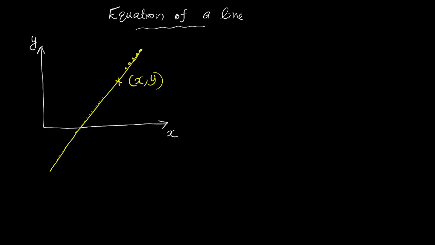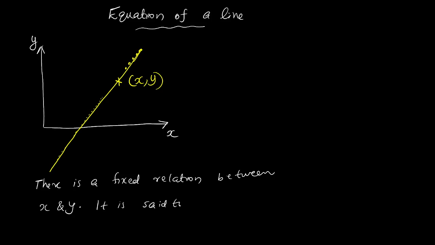That fixed relation may be, for example, y equal to 2x or x plus y equal to 6, like that. There will be some fixed relation between x and y. That relation between x and y is said to be the equation of a line. So, understood. The definition is not required. You may draw a line like this and write here the fixed relation between x and y. It is said to be the equation of a line.